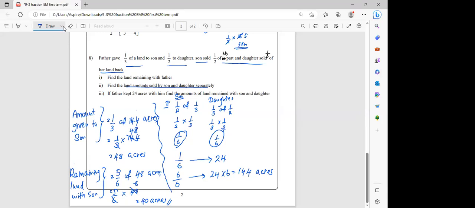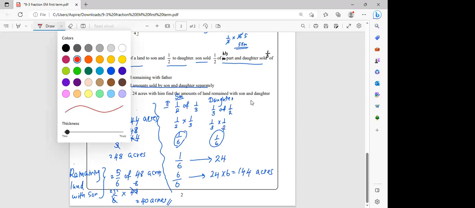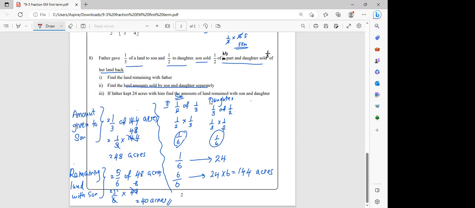Okay, I will give this as homework. The land remaining with the daughter should be found by you. It is the homework. Okay, so please do this and send your answers.